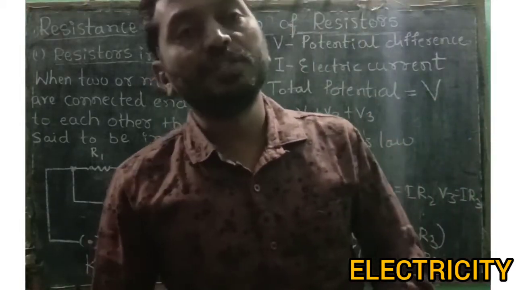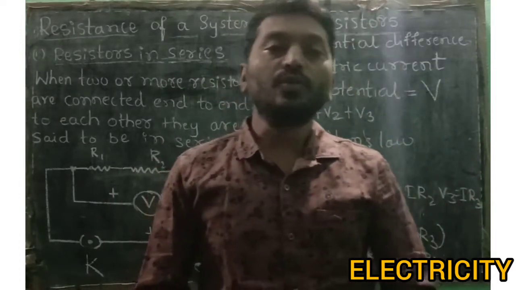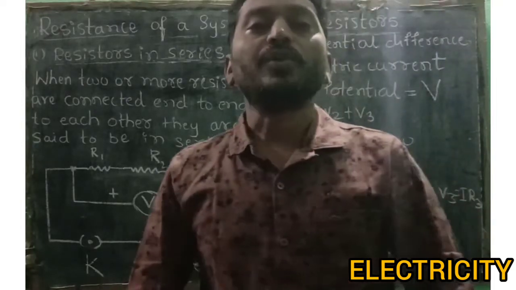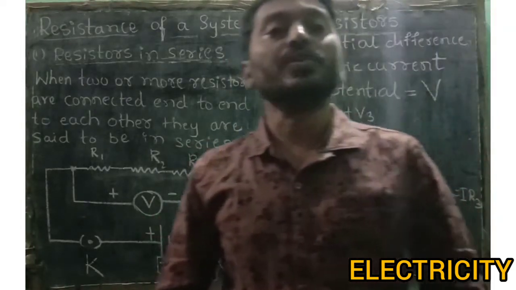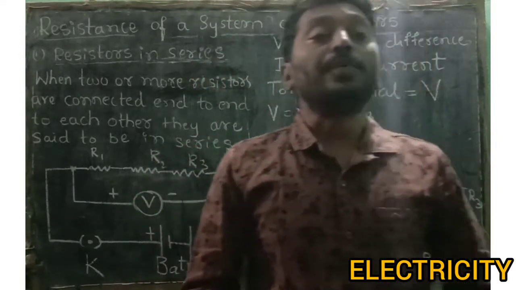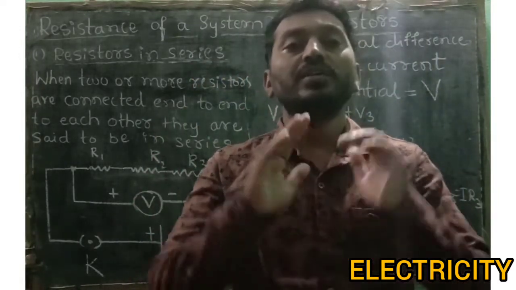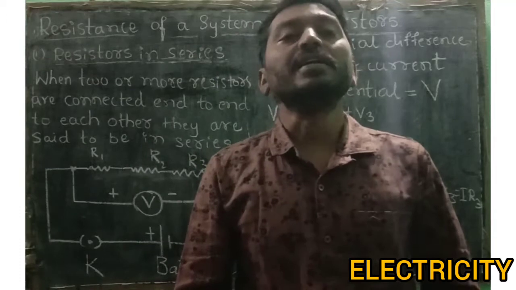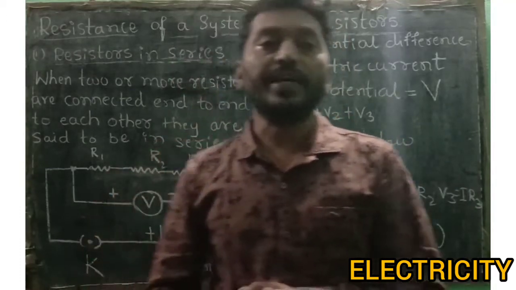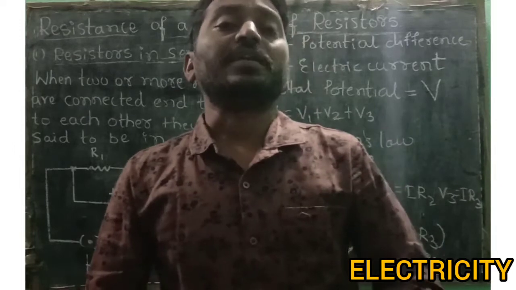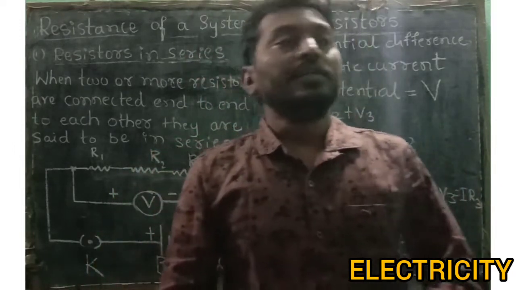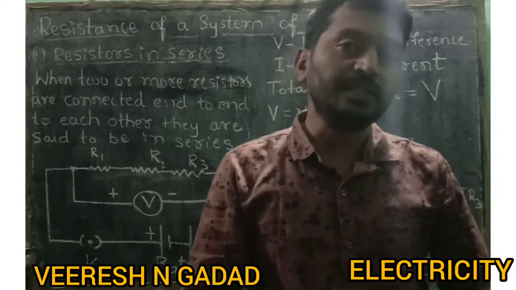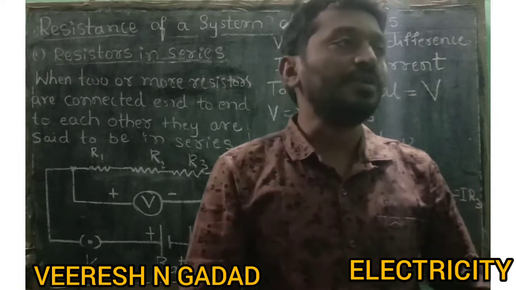In the last session, we already discussed resistance and its SI unit and some other important points regarding resistance. Dear students, resistance means the property of a conductor that opposes or resists the flow of electric current, right? The SI unit of resistance is ohm. The factors on which resistance depends are the length of the conductor, area of cross section, and nature of the material.